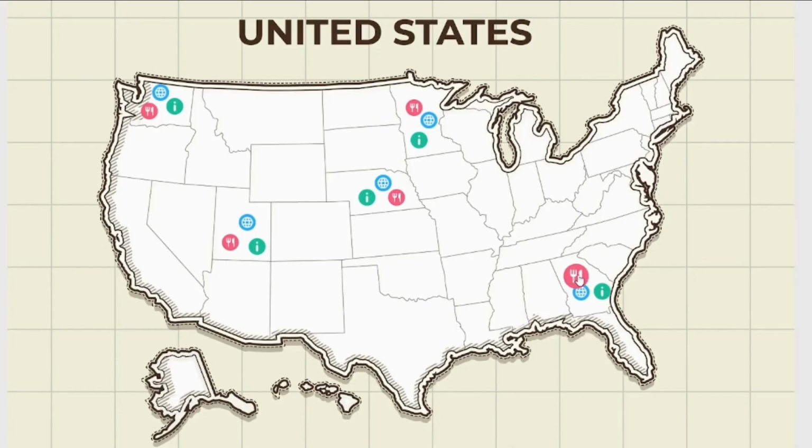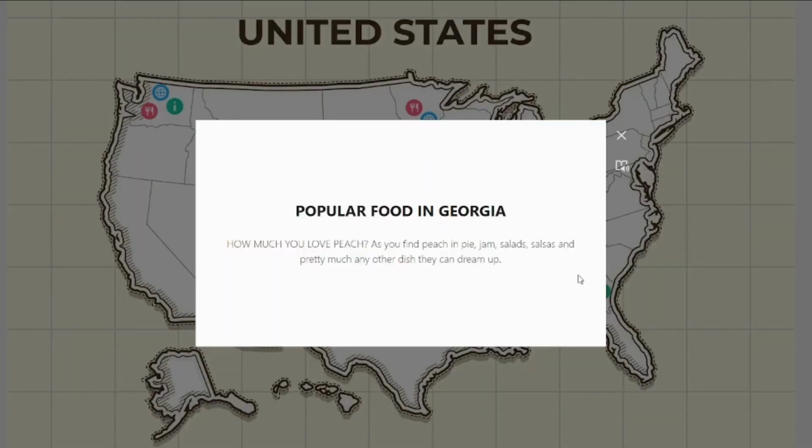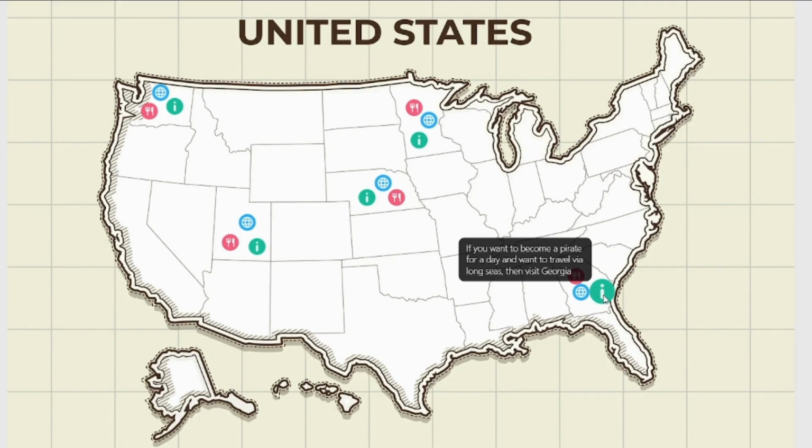The red with the cutlery icon shows the state's food specialty. And finally, the green with the letter I icon gives a fun fact about the state.